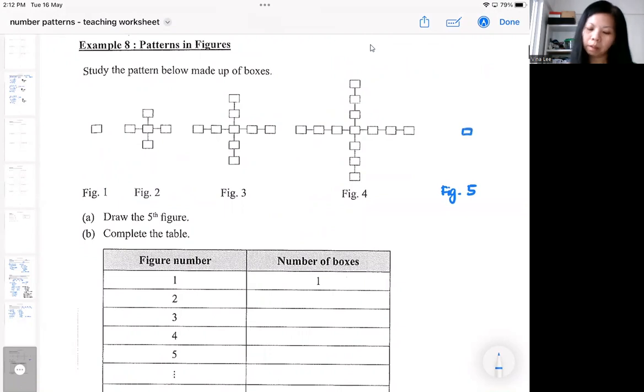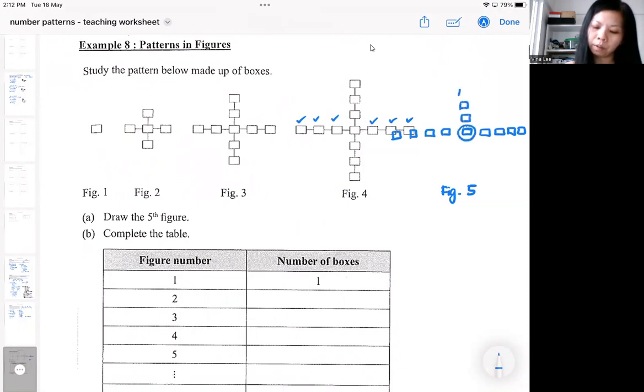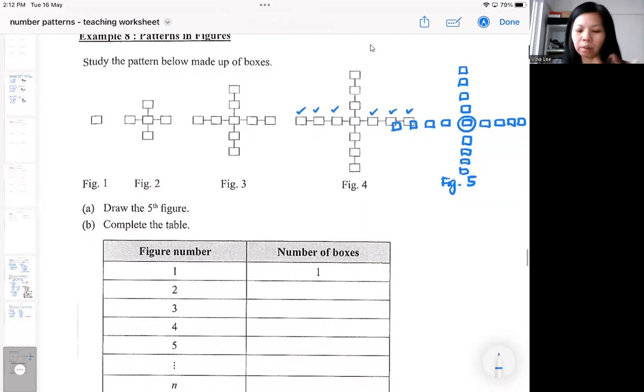So if it's figure 4, there are 3 squares here. So figure 5, I think there will be 4 squares here. I'm running out of space. So the center one and surrounding it, that should be 4 squares. Please draw neater than me, I think I'm very messy here. So I'm quite sure you will know how to draw. So far I don't have any student who can't draw this.